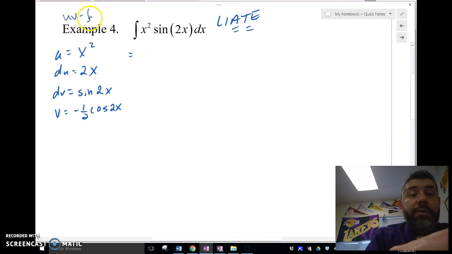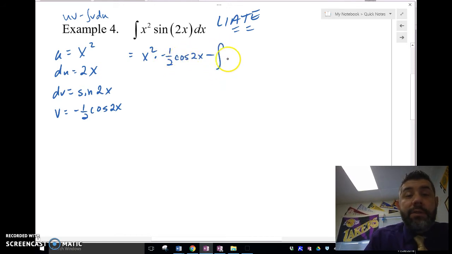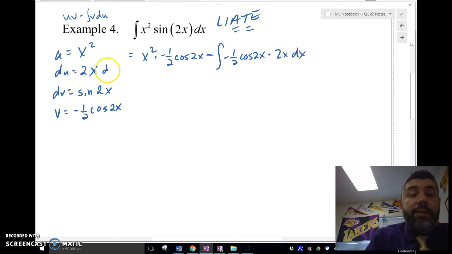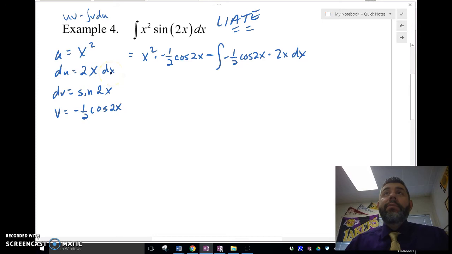All right, so I'm going to rewrite this using ultraviolet voodoo. So u times v minus the integral of v du, 2x dx. I forgot my dx here.